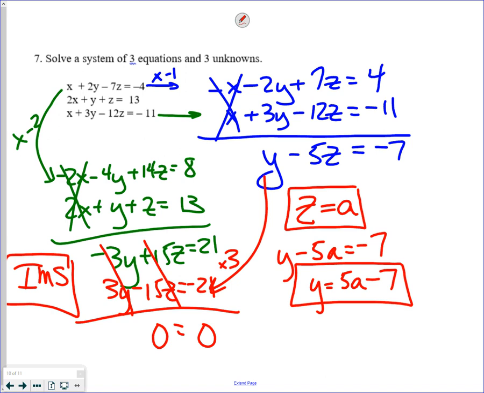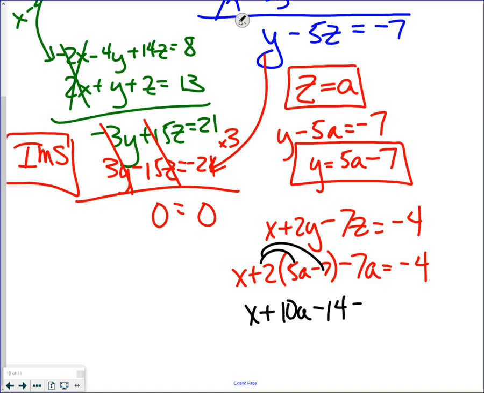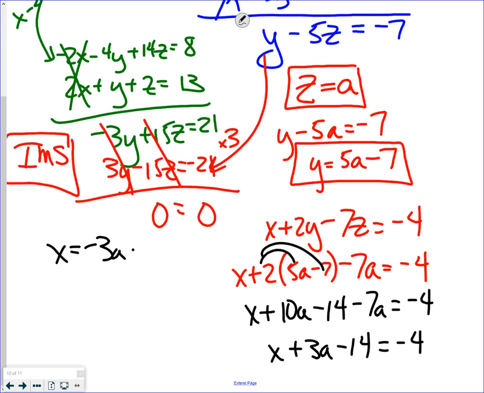And the last one I have to come up with is x. I'm going to extend this page a little bit. x plus 2y minus 7z equals negative 4. So now, in place of y, I'm going to put 5a minus 7. In place of z, I'm going to put an a. Distribute. Add like terms. And solve it for x. So x equals negative 3a, add 14, you get 10.